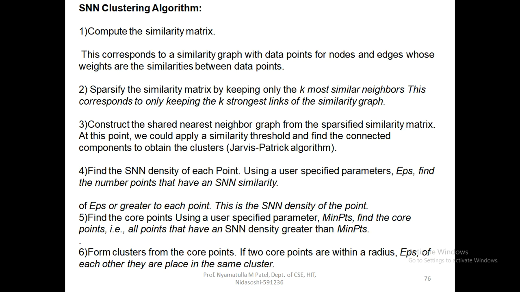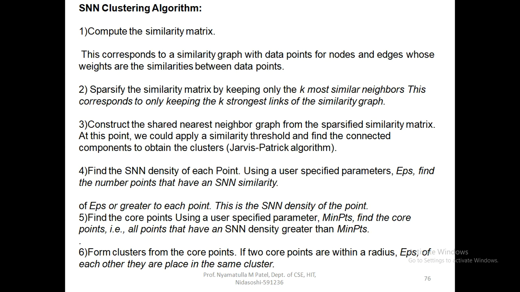Then find the SNN density of each point. Using a user defined parameter, that is EPS, epsilon, find the number of points that have an SNN similarity of EPS or greater to each point. This is the SNN density of the point.